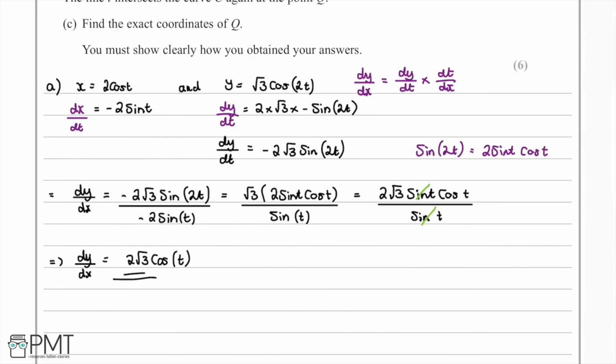So in part A of this question, there were 2 marks available, and we received our first mark for getting to this stage here, where dy by dx is equal to negative 2 root 3 sine 2t divided by negative 2 sine t. And then we received our second mark for managing to simplify this down using the double angle formula and concluding that dy by dx is equal to 2 root 3 cos of t.